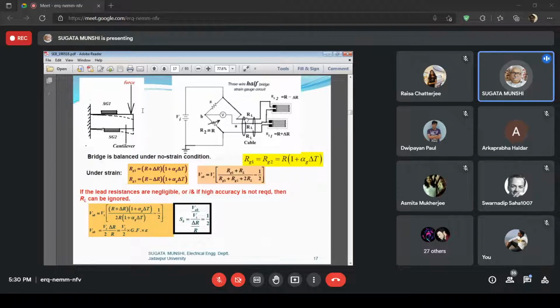So RG1, the resistance of strain gauge 1, will be R plus delta R into 1 plus alpha G into delta T. Alpha G and delta T, you understand what they stand for. The temperature coefficient of resistance is alpha G, and delta T is the change in temperature. So here, just see, VAB is expressed as shown there. Here also the lead resistances creep in.